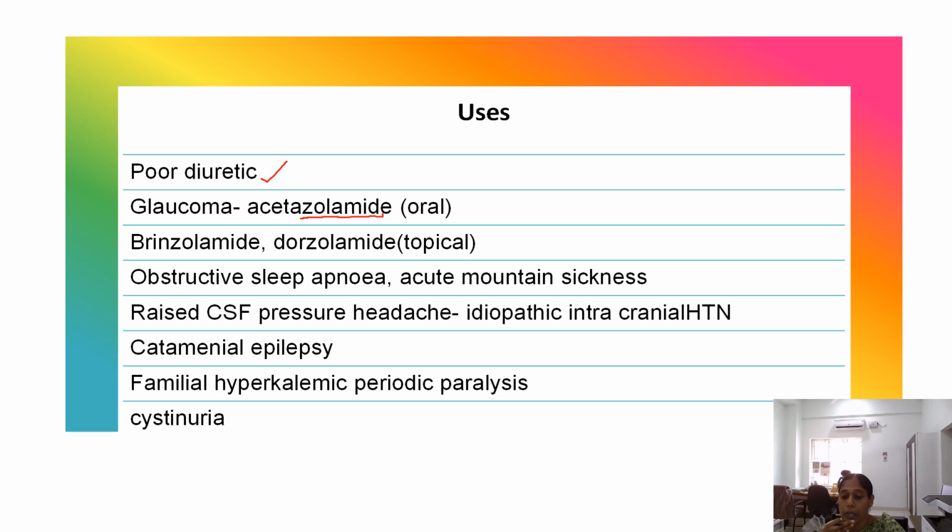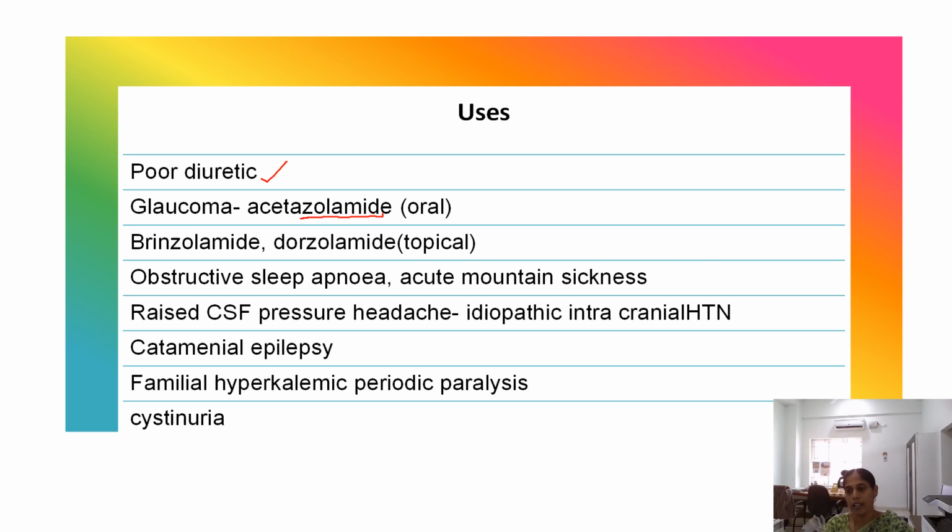They can be used in familial hyperkalemic periodic paralysis. And one other interesting use is in cystinuria, cystine stones. Cystine stones are acidic, so they can be easily lost in alkaline urine, because alkaline urine favors the excretion of acidic drugs. So the main uses are glaucoma, which you should never forget, and also acute mountain sickness.